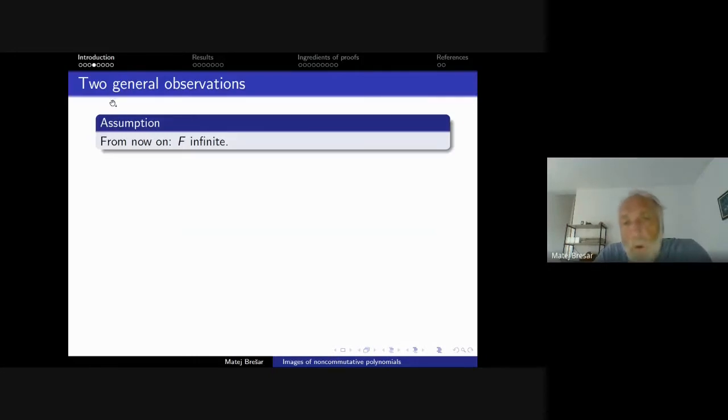And now, before I present the problem which I would like to talk about, some observations and some motivation for this problem. First, two general observations. What can be said about the image in general? For simplicity, I will assume from now on that F is an infinite field, which may not always be needed, but mostly is needed, so that I don't need to complicate things and always state this whenever it's needed.